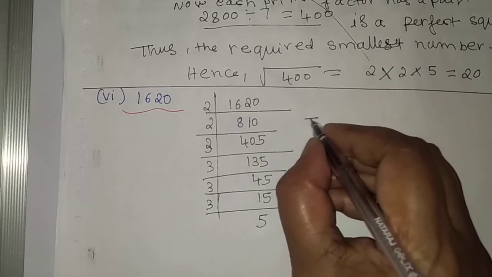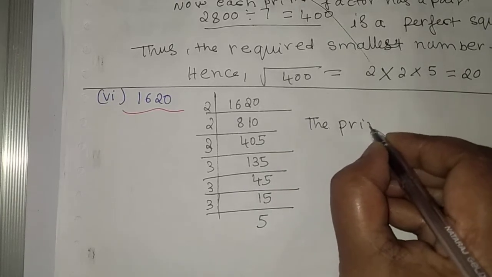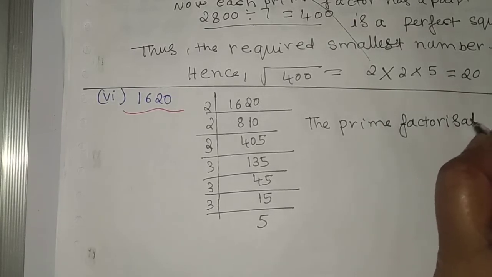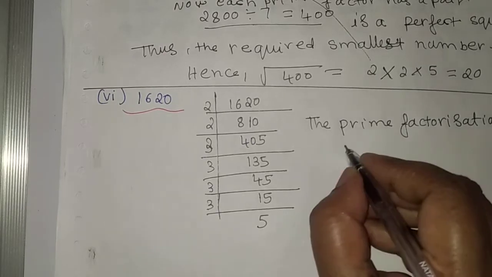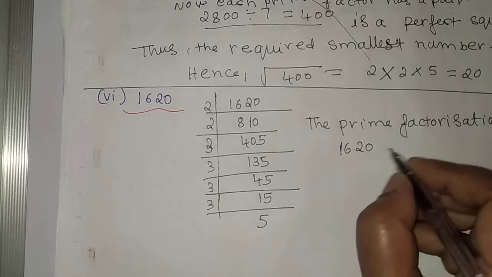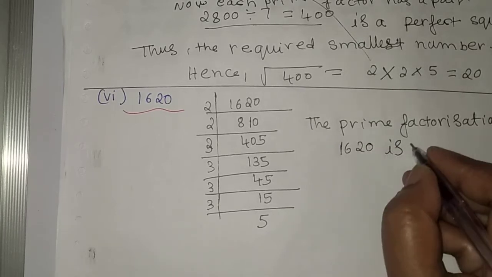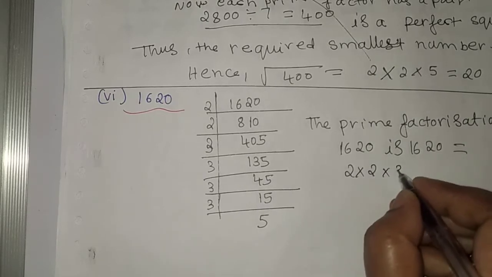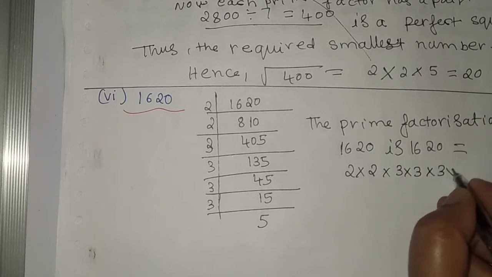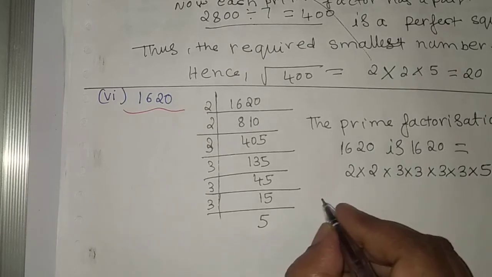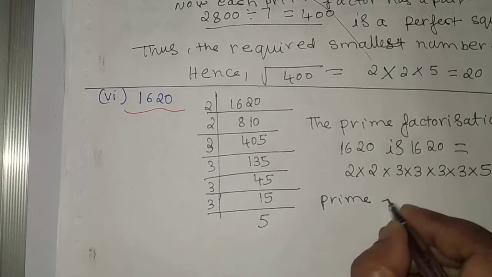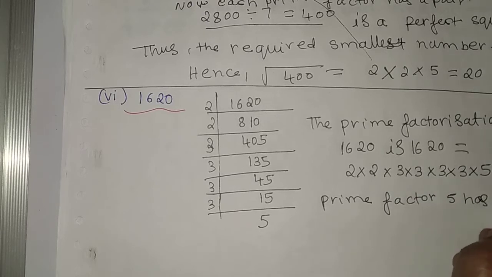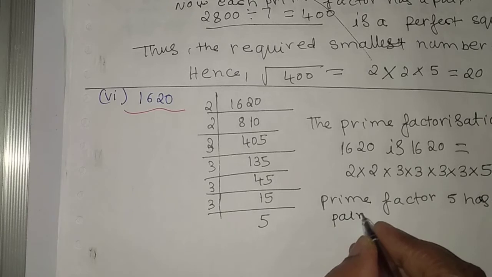So what is the next step? I'll write the prime factorization of, what is the number? 6120 is, 6120, which is equal to, write down all, 2 into 2, 3 into 3 into 3 into 3, into last number is 5. So prime factor 5 has no pair. So what we have to do?